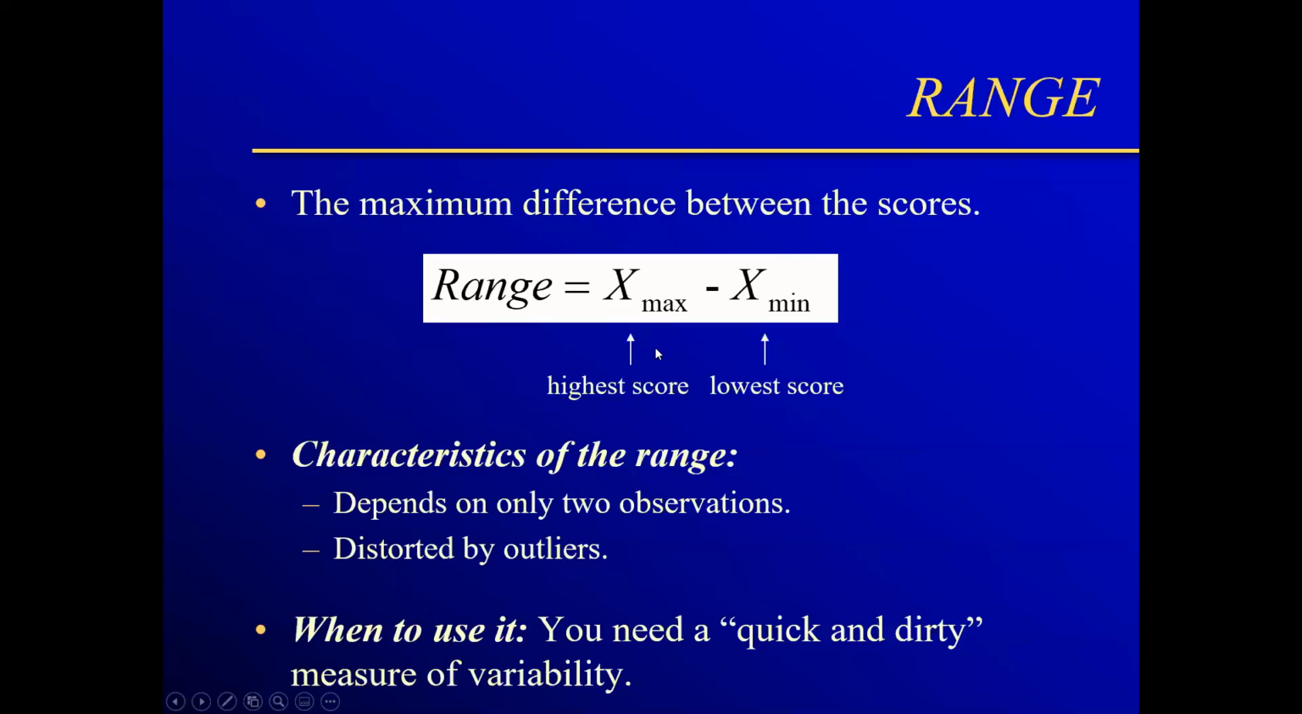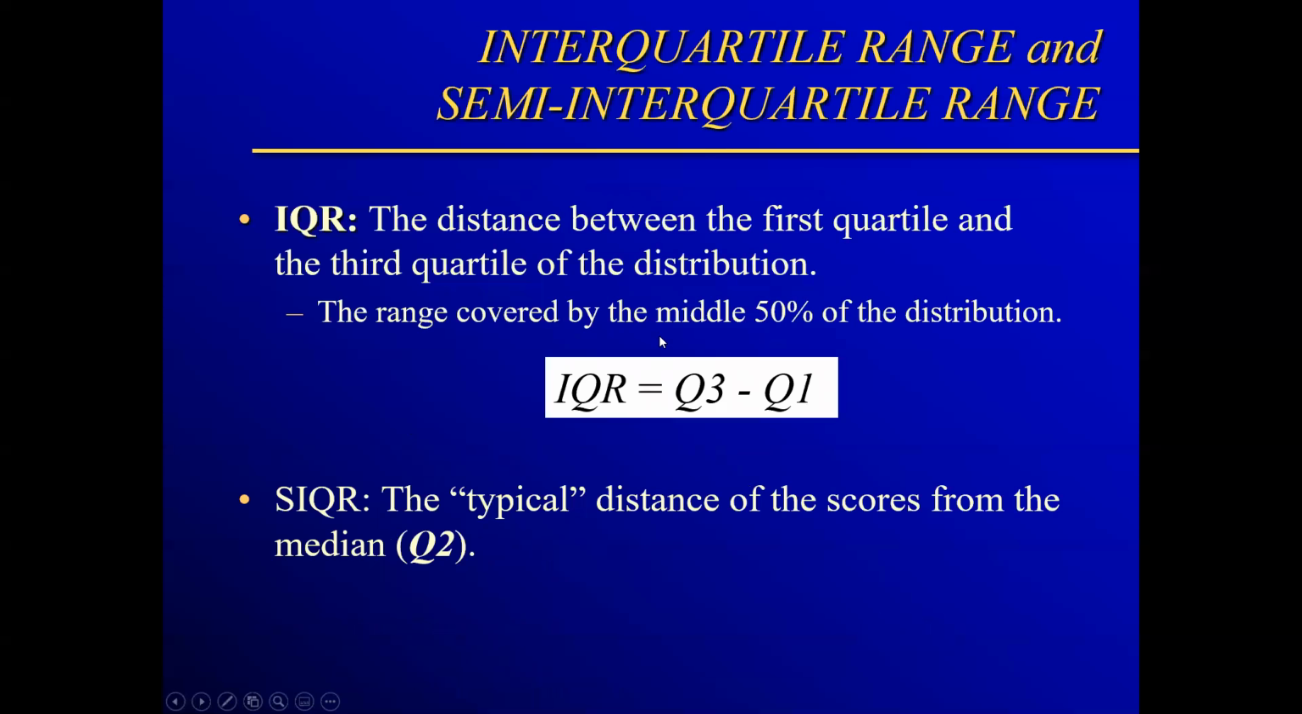All right, so I'm going to go through range and interquartile range, and then we're going to show an example of it. The interquartile range is going to make a lot more sense when I show it on a box and whisker plot. But an interquartile range is the distance between the first quartile, that 25% point, and the third quartile, that 75th percentile point in your data. So it's the range covered by the middle 50% of your sample.